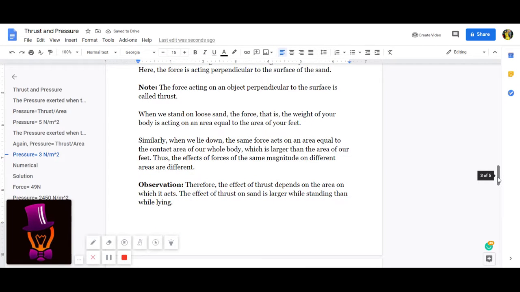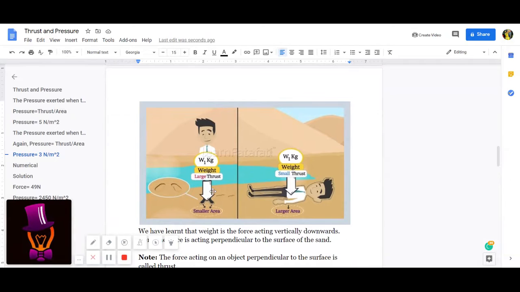Observation. From this, we can observe that the effect of thrust depends on the area on which it acts. The effect of thrust on sand is larger while standing than while lying down, because pressure is inversely proportional to area. Inversely proportional means if the pressure is more, then the area should be less, and if the pressure is less, then the area should be more. So when we compare it to this picture, when we are in a smaller area, the effect of force is high, and when we are in a larger area, the effect of the same force is very low.